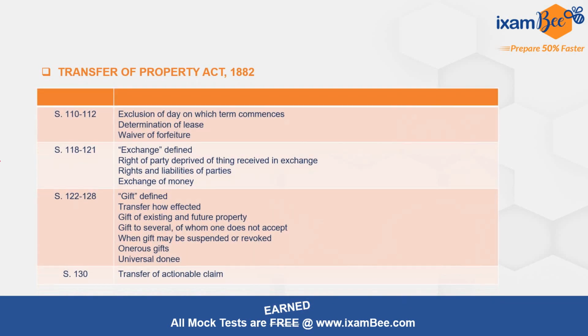Then next is section 110 to 112. So 110, 111 and 112 important है, जहां पे की there are related aspects with respect to lease, you can say, wherein provisions are laid down with respect to exclusion of the day on which the term commences, then determination of the lease and waiver of forfeiture. So all these aspects related to the lease that has been covered, ये भी आपका important है.